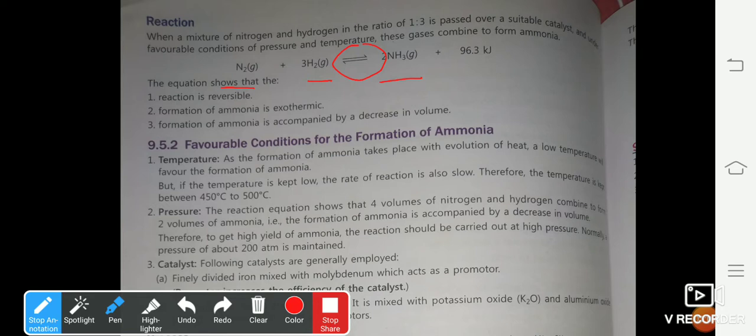To favor the forward reaction more, we have to alter some of the conditions of the reaction so that rate of forward reaction is more than the rate of backward reaction, so that we can obtain ammonia from the reaction mixture. Now please remember three things. The equation shows that a reaction is reversible. Formation of ammonia is exothermic, that means heat is given out. Formation of ammonia is accompanied by decrease in volume because it undergoes decomposition also.